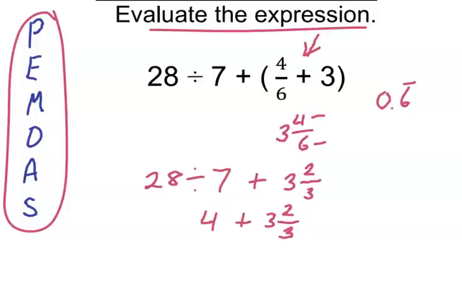So what's 4 plus 3 2/3? Well, 4 plus 3 is 7 2/3. Or you could actually write 7.6 with a line over it. Or if you want to round it, 7.67, because the next number after that is a 6, which is 5 or above. So these are all good answers: 7 2/3, or 7.6 with the repeating decimal, or 7.67.